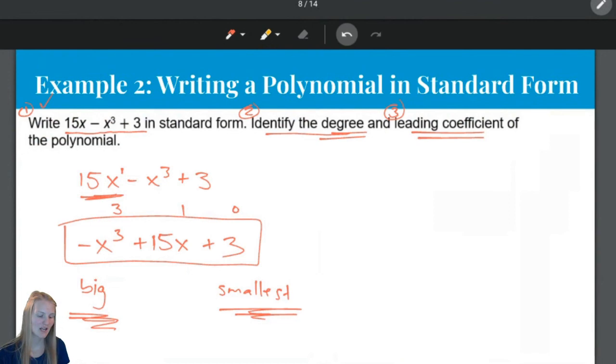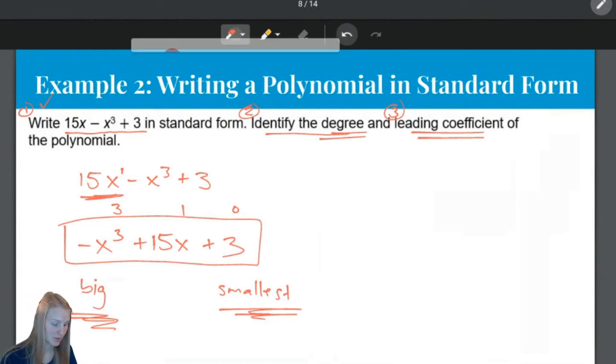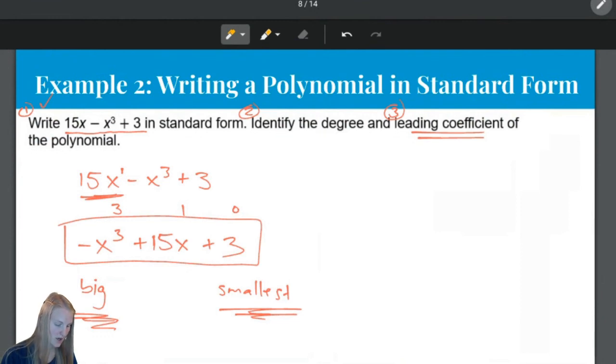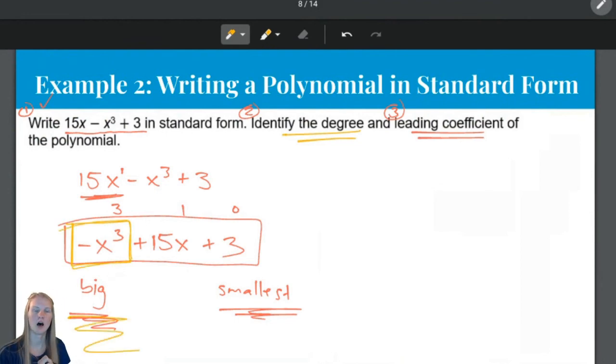Now let's identify the degree of the polynomial. New color. The degree. So remember that the degree of the polynomial is the degree of the first term. So the biggest exponent, basically. So this polynomial has degree 3 because our first term, the negative x cubed, has an exponent of 3.